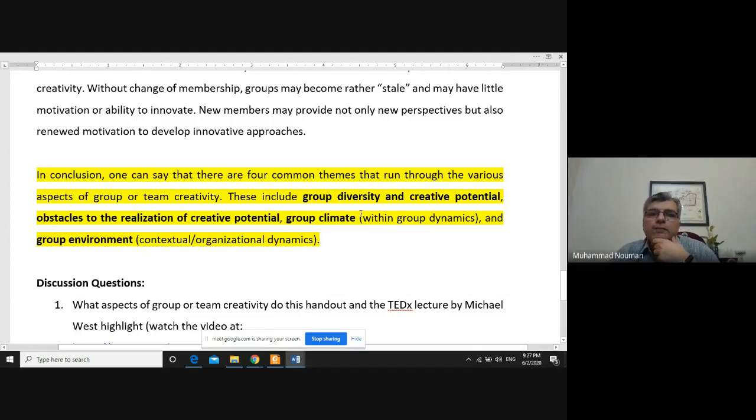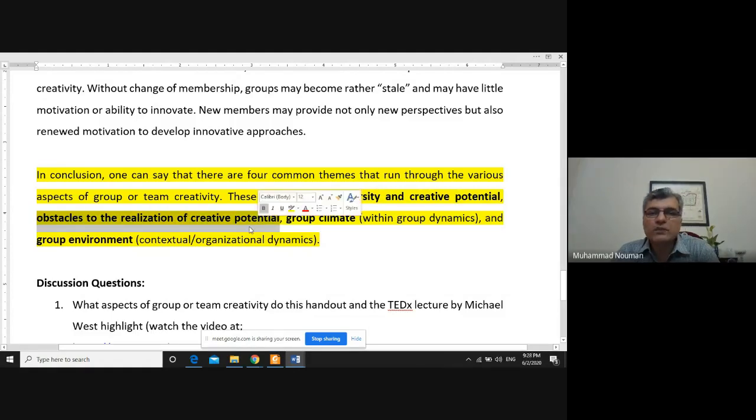These include group diversity, which has been pointed out just a while ago, and creative potential. What it means is the creative potential of the team members. So this is one of the first factors which is going to really have a strong impact on how creative a group or team is eventually going to turn out to be. Second factor which is highlighted is the obstacles to the realization of creative potential.